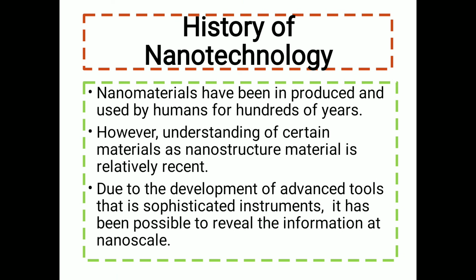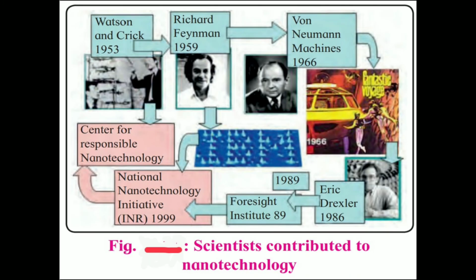Now the next topic is the history of nanotechnology. Nanomaterials have been used by humans for hundreds of years. However, understanding of certain materials as nanostructured materials is relatively recent. Due to the development of advanced tools, that is sophisticated instruments, it has been possible to reveal information at the nanoscale. This figure shows the various scientists who have contributed to nanotechnology.